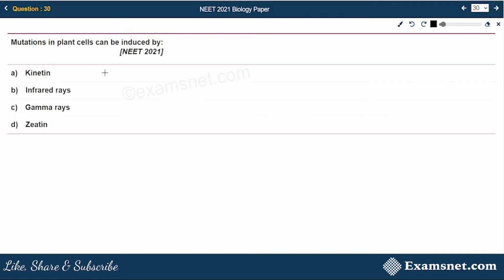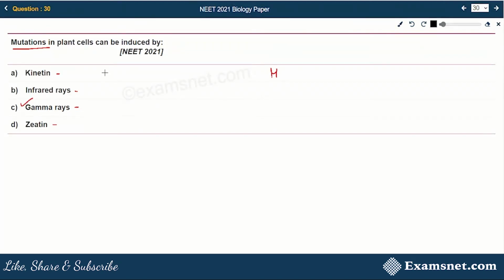Question number 30 is from the chapter Plant Growth and Development, class 11, and the question is: mutations in plant cells can be induced by, and the options are kinetin, infrared rays, gamma rays and zeatin. So the correct option is option C, that is gamma rays.